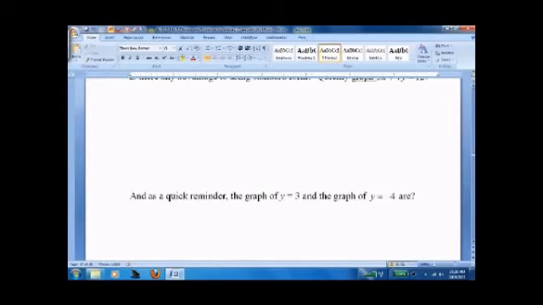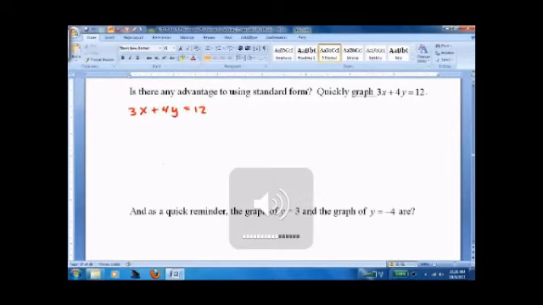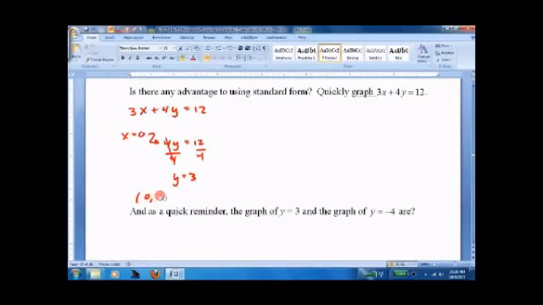Is there any advantage to using standard form? In my humble opinion, not really. But on occasion, you might be able to graph a little quicker with it. If you take 3x plus 4y equals 12, and I say, well, x equals 0, what does y equal? Well, then we'd get 4y equals 12, divided by 4, divided by 4. Y equals 3. That would be the point 0, 3.